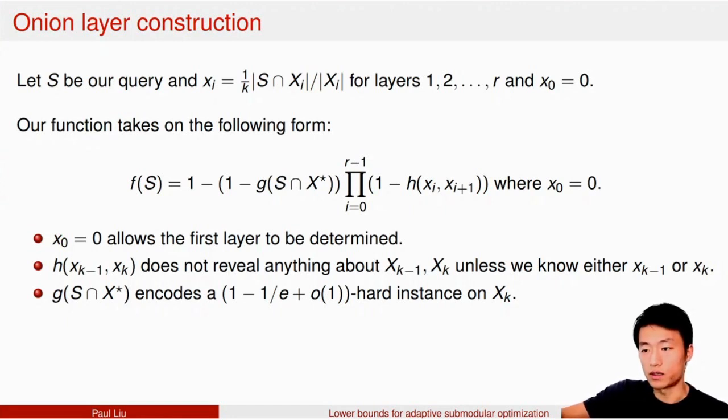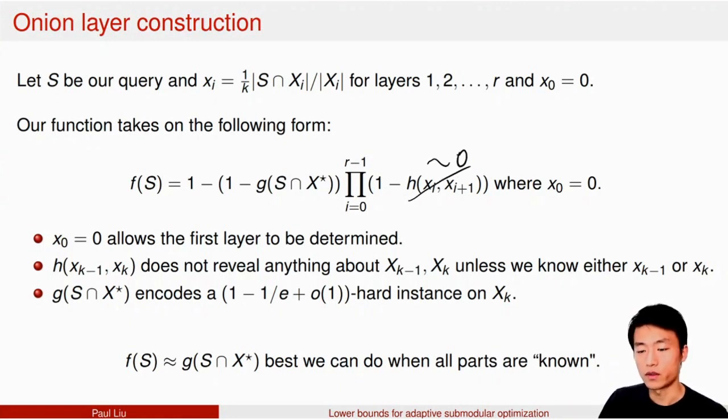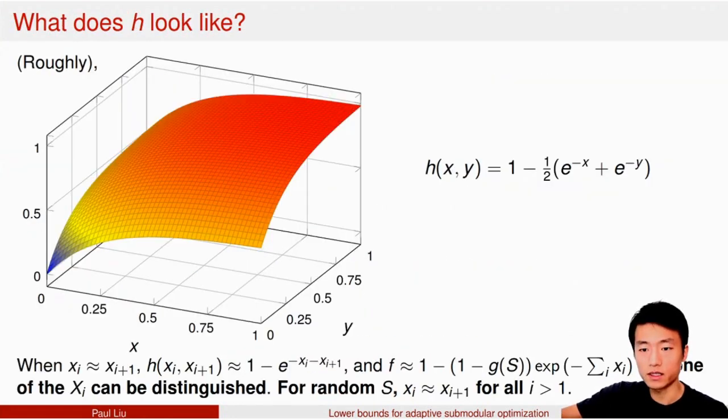So when all the layers are revealed, you can actually get each of the h's to be approximately 0 in value. So that means when all the layers are revealed, f will be approximately g, and 1 minus 1 over e is the best we can do. So what does h actually look like? Well, roughly it's close to 1 minus half of e to the negative x plus e to the negative y. And it's largest when x is equal to y and sort of decreases as x gets further away from y.